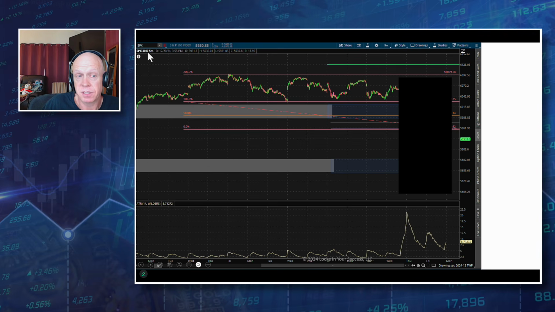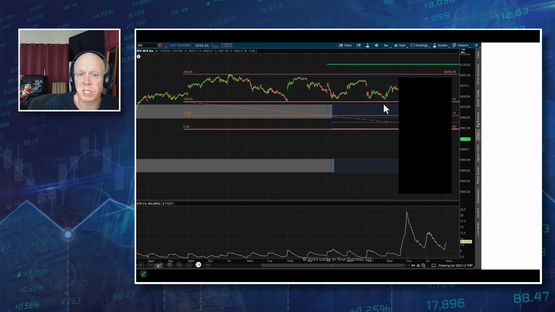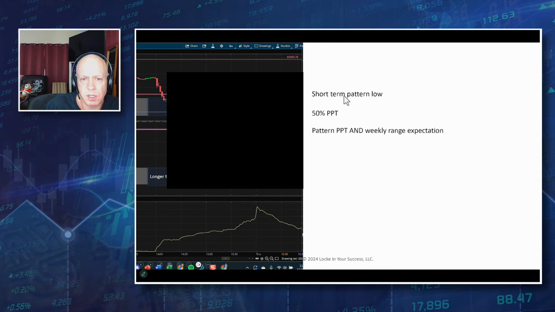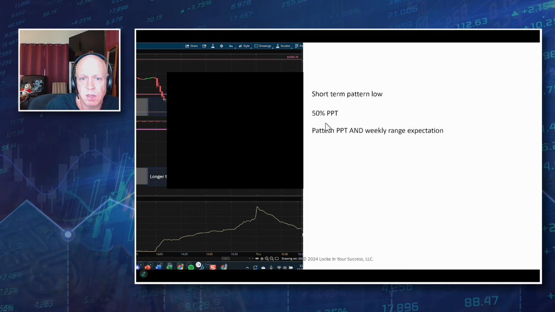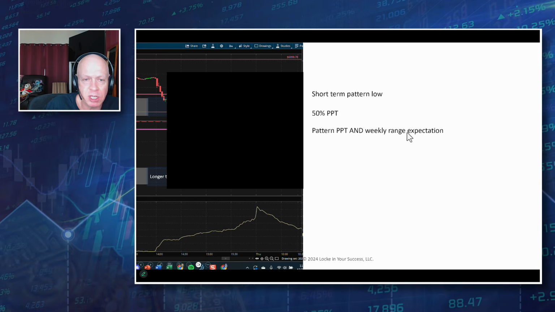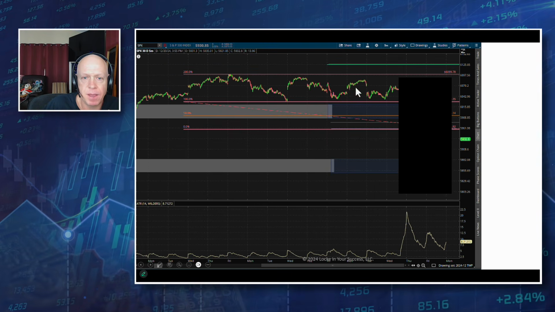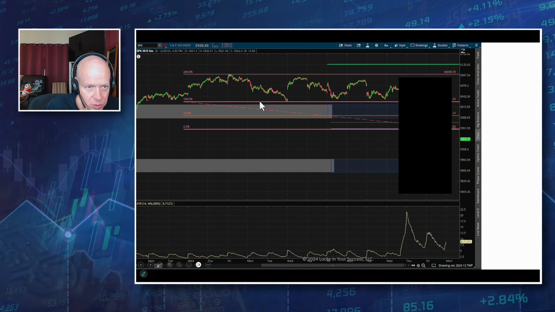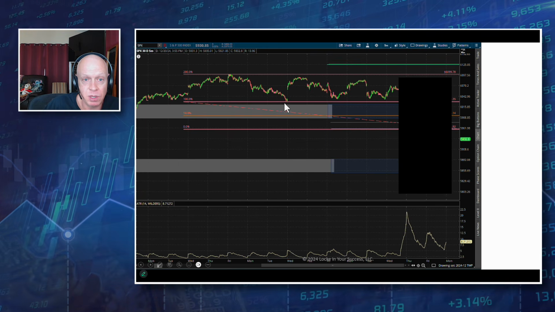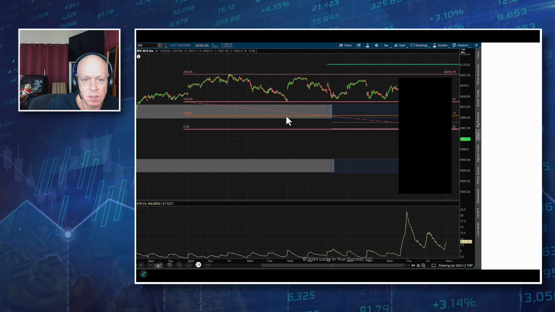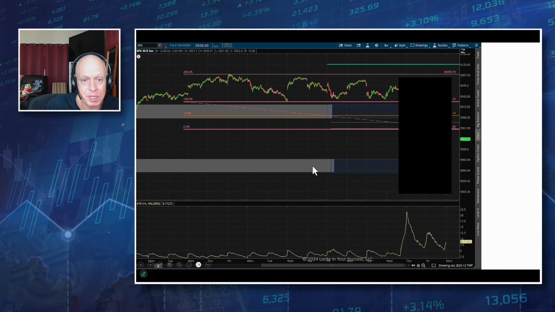Going into the 30-minute time frame, you can very clearly see our range now. Right? You can very clearly see the range that the market's moving in. We talked about this too. We have a short-term pattern low at 50% of price pattern target. We have a price pattern target and weekly range expectation. So I'm looking at these two things, right? If we go back here, I have the 50% price pattern target. This is an important area off of this breakdown. And our weekly range is another important level. So our support levels are as follows: here, here, here. And then from there, if we get the breakdown, we're probably coming down to here.